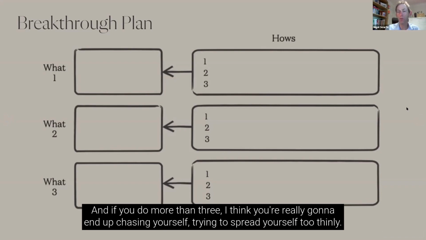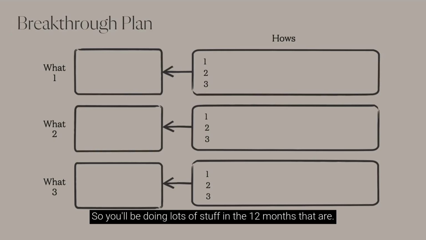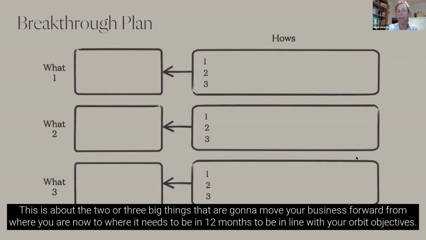And if you do more than 3, I think you're really going to end up chasing yourself, trying to spread yourself too thinly. So you'll be doing lots of stuff in the 12 months that are ahead. Many of them are nickel and dime day-to-day stuff. This is about the 2 or 3 big things that are going to move your business forward from where you are now to where it needs to be in 12 months to be in line with your orbit objectives.